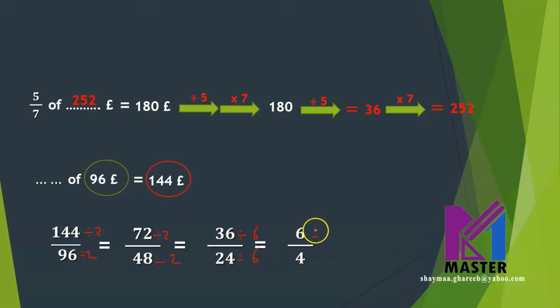Now I can divide both numbers by 2. So divide up and down by 2. 6 divided by 2 equals 3. 4 divided by 2 equals 2. So the final answer will be 3 over 2. Can I do any more division? No. So this is the simplest form. Okay, and it is an improper fraction. So 3 over 2 of 96 pounds equals 144 pounds.